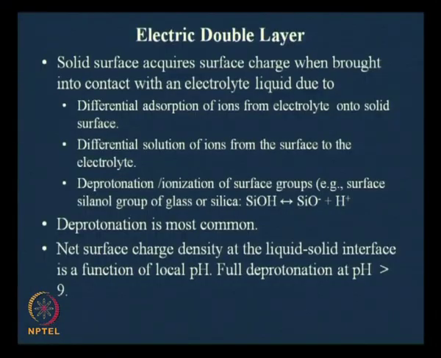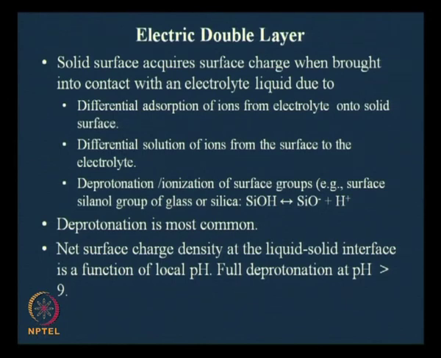I welcome you to this lecture of microscale transport process. What we have been discussing in the last class was electric double layer. Let me give you a quick briefing on what we have already discussed, since there was a gap in between.